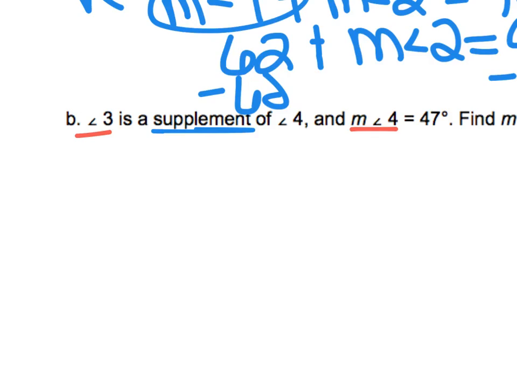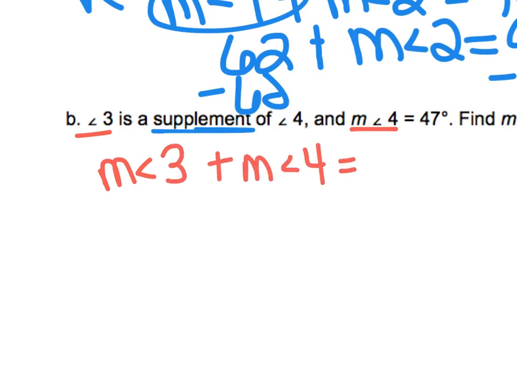As we move forward into proofs in our next chapter, we are going to have to show all of these steps, and eventually we're going to give them reasons, so we have to show all of these things. So we would have, there are two angles. We have, and that little m just says measure, the measure of angle 3 plus the measure of angle 4 equals 180 degrees. I know that because it tells me it's the supplement.